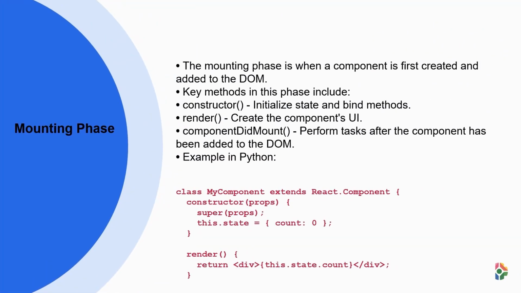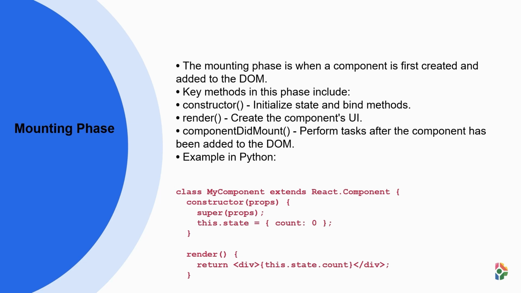During the mounting phase in React, a component is initially created and added to the document object model, DOM. This phase involves key methods such as the constructor, which initializes state and binds methods, the render method that creates the component's user interface, and the componentDidMount method for executing tasks after the component is incorporated into the DOM.